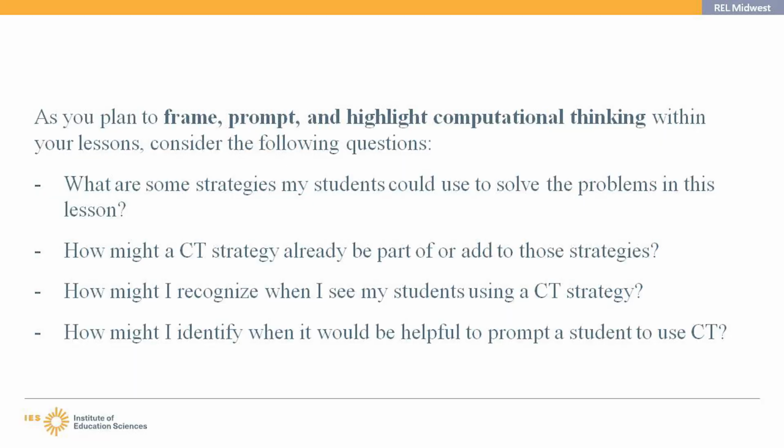As you plan to frame, prompt, and highlight computational thinking within your lessons, consider the following questions. What are some strategies my students could use to solve the problems in this lesson? How might a CT strategy already be part of or add to those strategies? How might I recognize when I see my students using a CT strategy? How might I identify when it would be helpful to prompt a student to use CT?